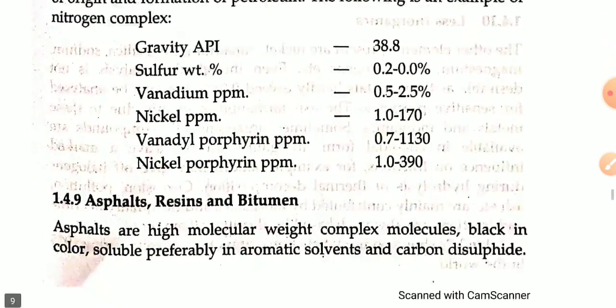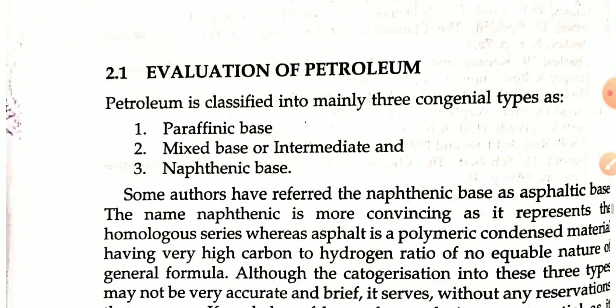Okay, now the important point: classification of the petroleum crude oil. Petroleum is classified into mainly three types. The first one, paraffinic base; mixed base, intermediate base; and the third one, naphthenic base.